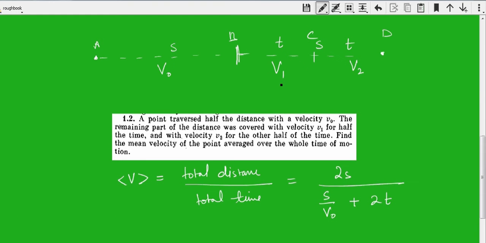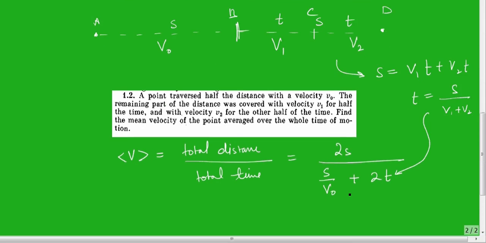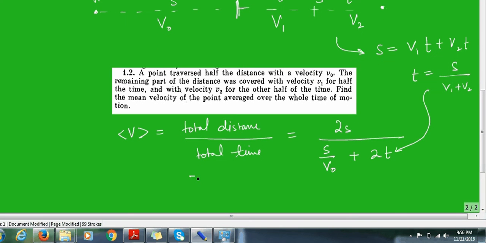so we also have to write one more equation. We can say that if this total distance is s, this s must be equal to v1 times t plus v2 times t. So t will be equal to s by (v1 plus v2). We can use this equation here, so we can finally get the result of 2 divided by (1 by v0 plus 2 by (v1 plus v2)). This is the final answer for the mean speed in this question.